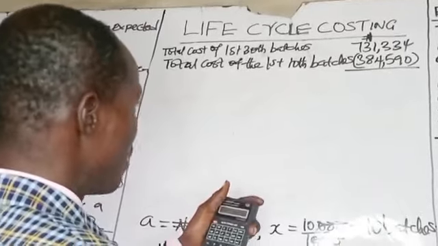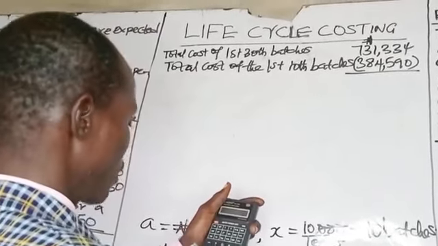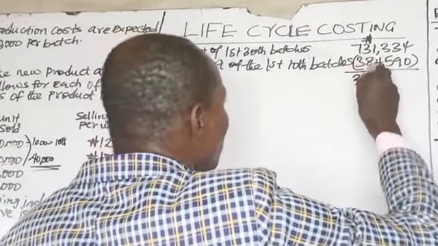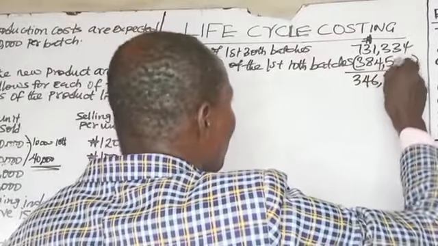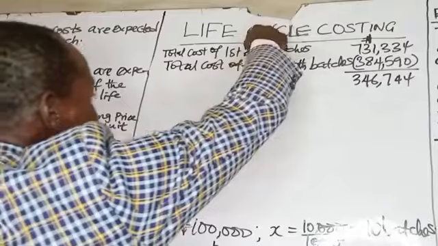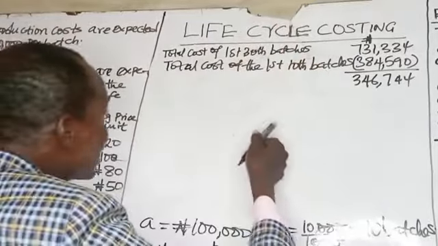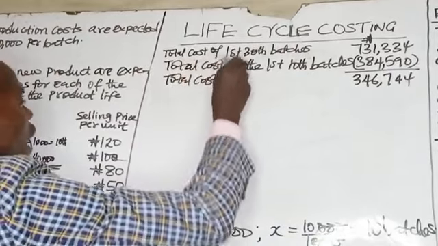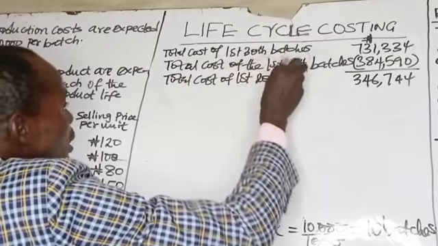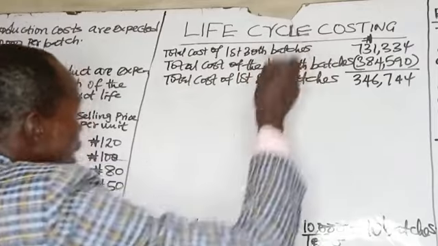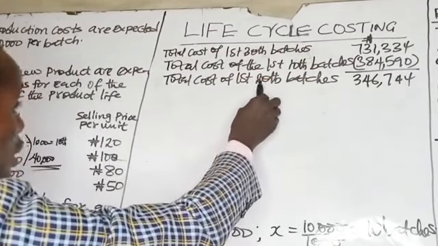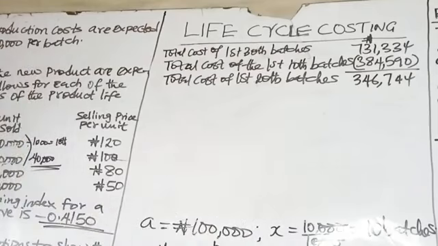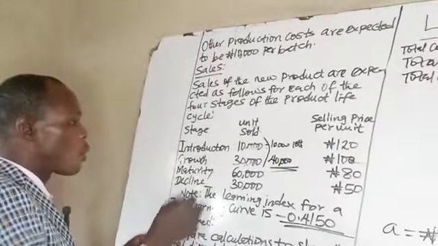If you remove that from this, so you have 731,334 minus 384,590. So you have 346,744. No, 30 batches minus 10 batches. That is 20th batches. This is the total cost of first 20th batches. How did we get the 20th batches? 20,000. 20 times 1,000, since the batches is in 1,000. 20 times 1,000 will be 20,000.